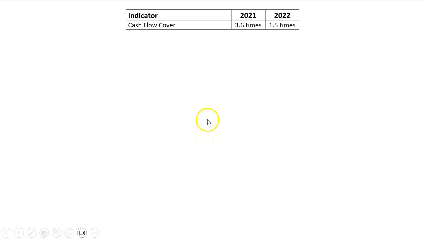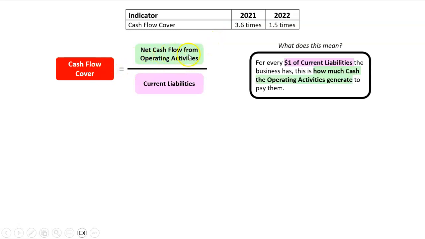So before we do that, we should probably go through what each of the indicators mean. So we've got the cash flow cover, and that is our net cash flows from operating activities divided by current liabilities. And what it tells us is for every dollar of current liabilities the business has, this is how much cash the operating activities generate to pay them. So what does all this mean?